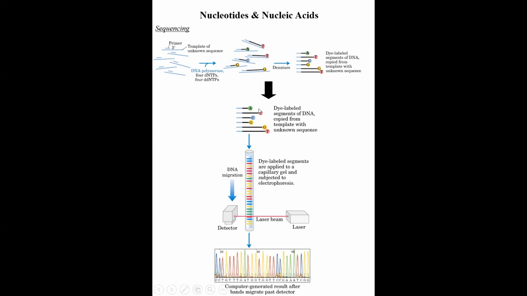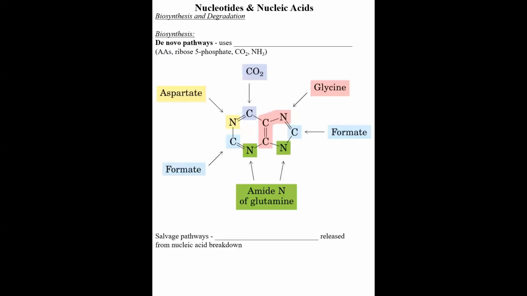These dye-labeled segments of DNA copied from the template with unknown sequence are detected using a laser, and we get different profiles, different peaks. You can see these computer-generated results after bands migrate through the detector. So we can see different color bands or different intensity bands for different nucleotides, and in this way we can sequence our target DNA template.